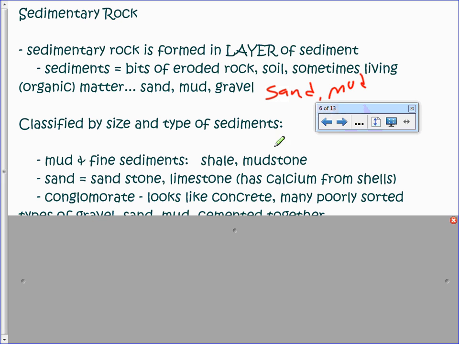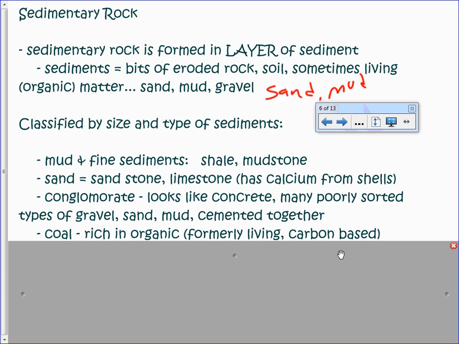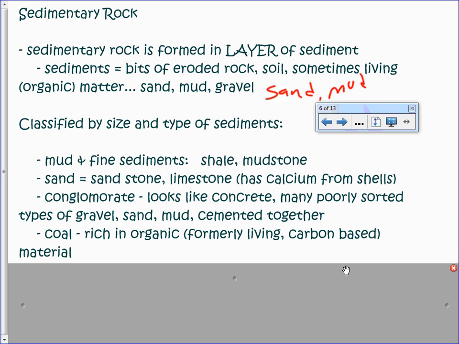And then you could have something called conglomerate. Conglomerate just means a bunch of things stuck together. And conglomerate rock looks like concrete. It's very poorly sorted. You've got big rocks and small rocks and sand and mud and gravel all sorted in together and solidified into rock. And so concrete is actually a type of conglomerate rock, though it's man-made. And then coal, as we talked about.